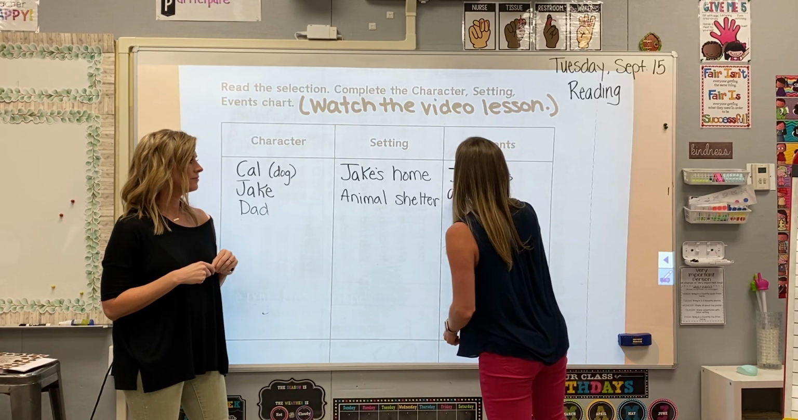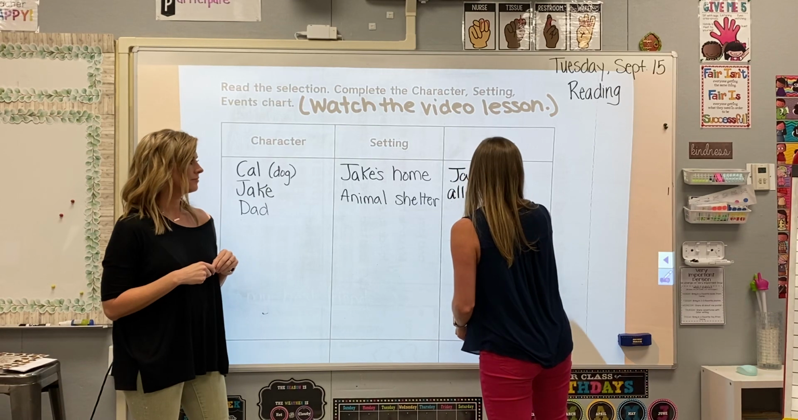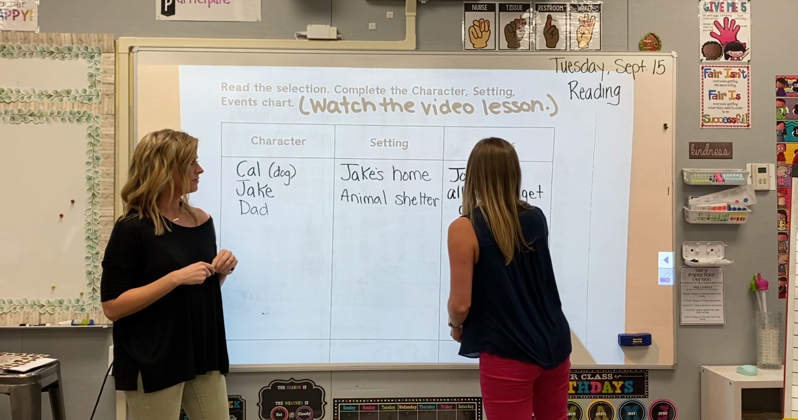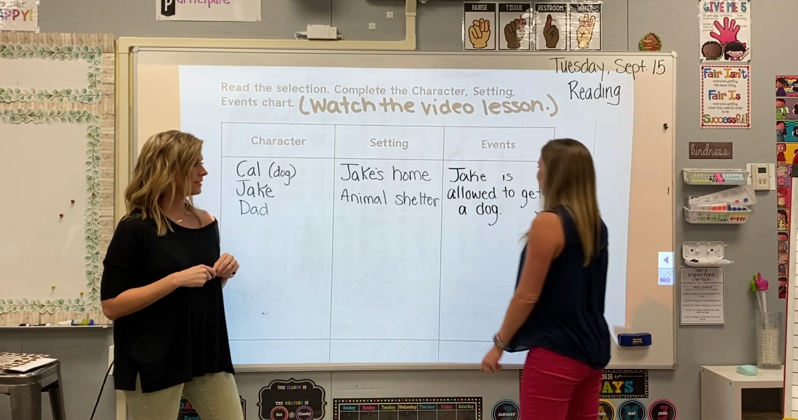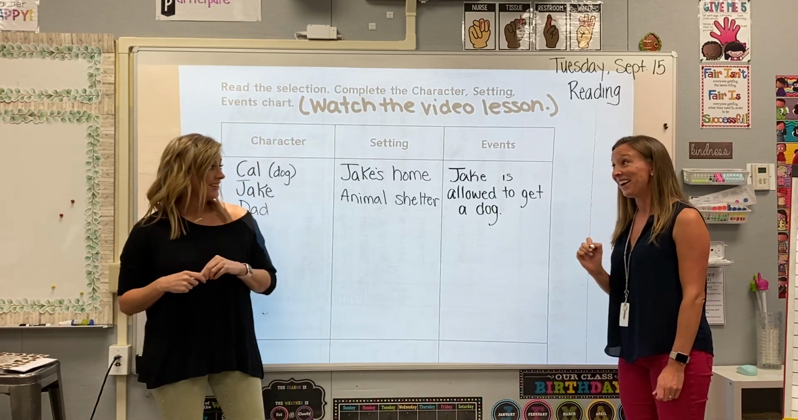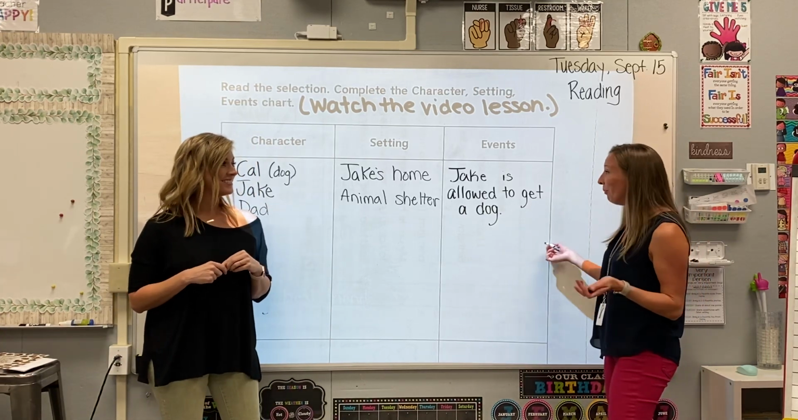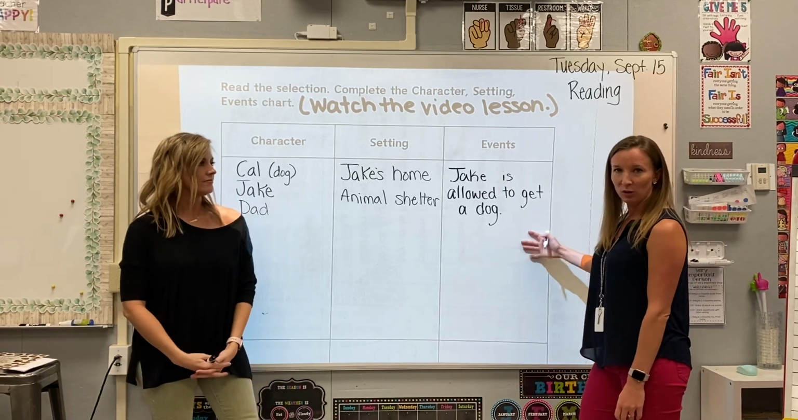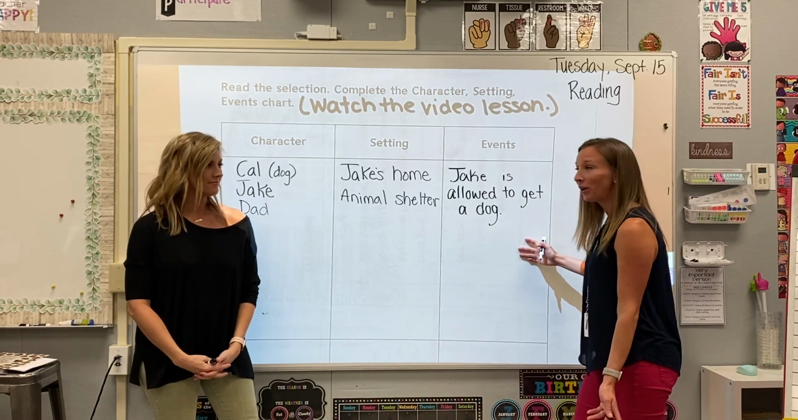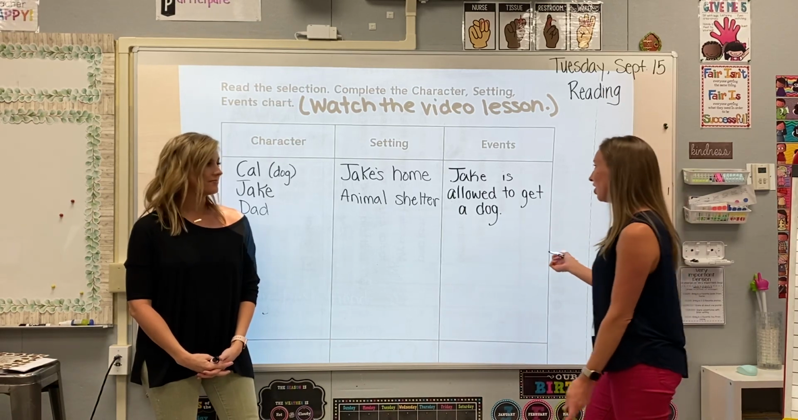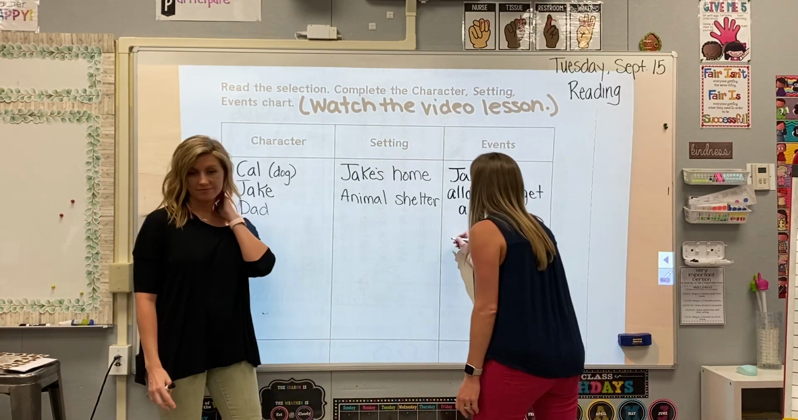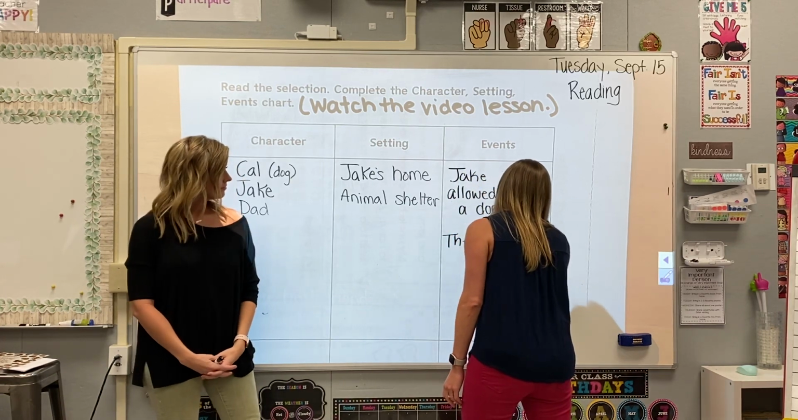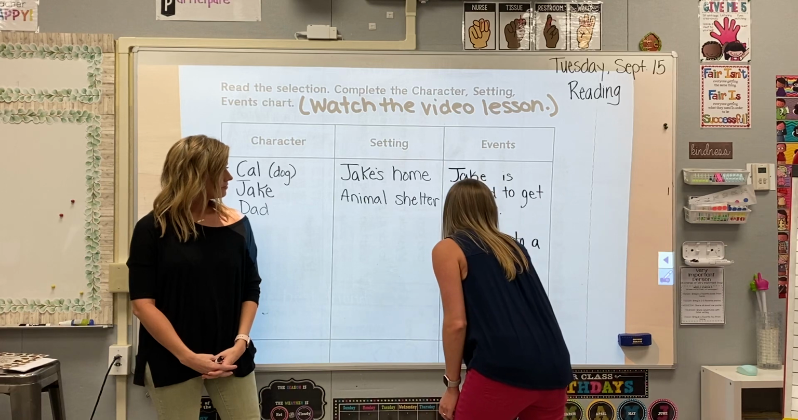is allowed to get a dog. Exciting times in Jake's life. I remember getting a dog. It was a really big moment. It was really exciting. So he is finally allowed to get a dog, but they don't just sit at home and talk about it. That would be a really boring story. They end up going to a shelter and picking out a dog. So it's really Jake and his dad. I think I'll just write they. So I'm going to write they go to a shelter.